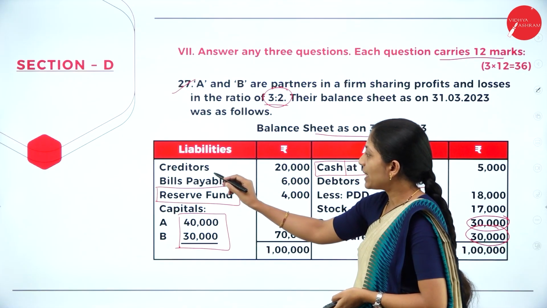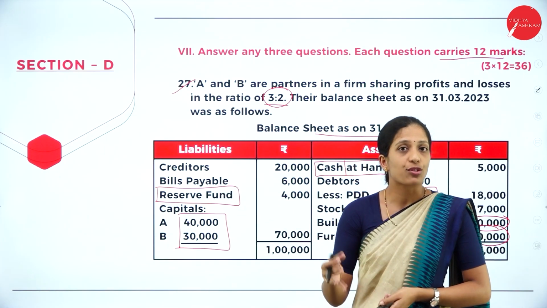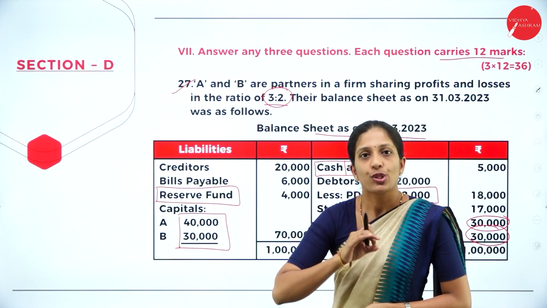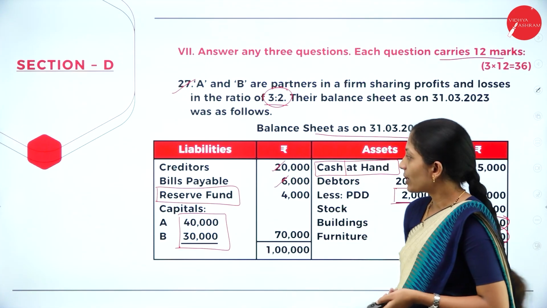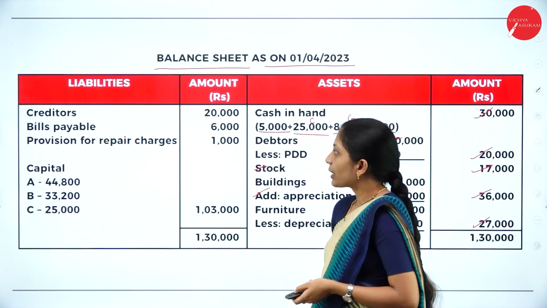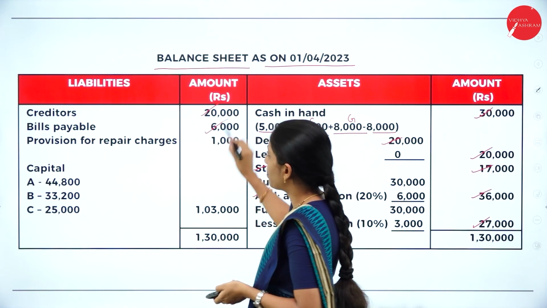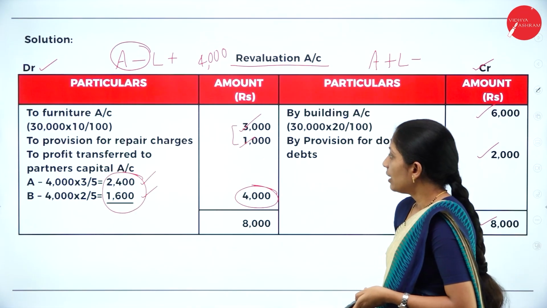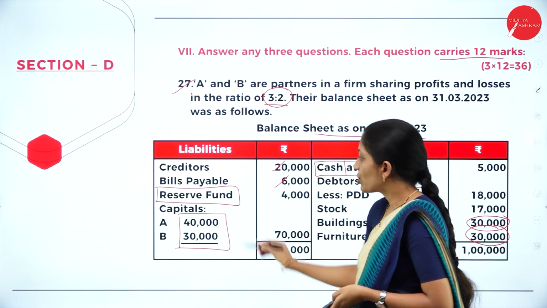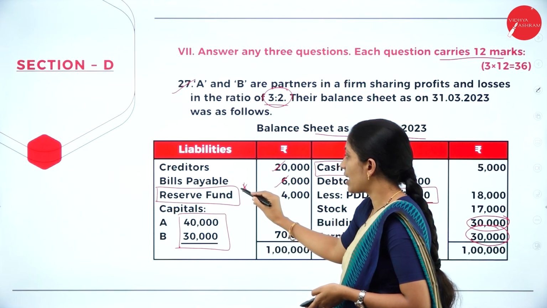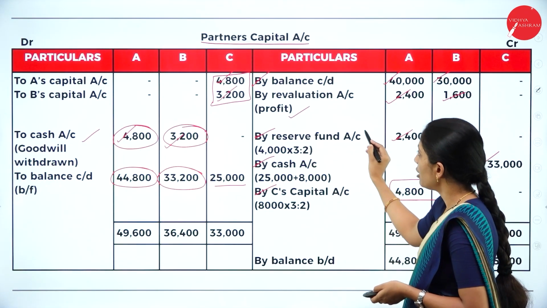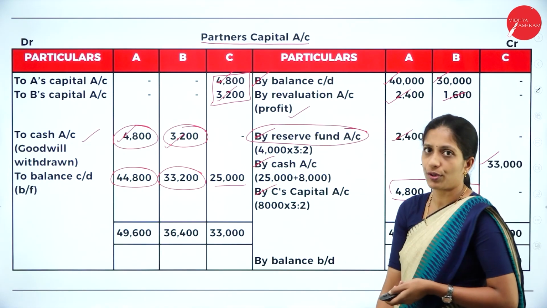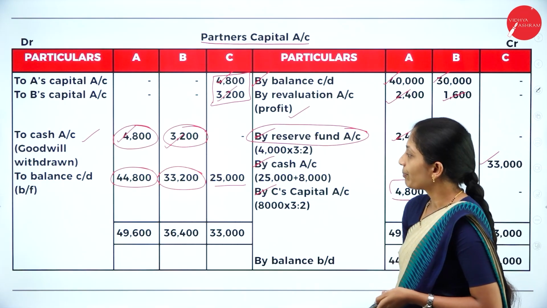Now if you see the liability, creditors and bills payable, there is no adjustment relating to that. So we will write directly how they have given in the old balance sheet. So let's see how we have written here. So creditors 20,000, bills payable 6,000. Next we have general reserve, which has already been transferred in your partner's capital account. So if you see your partner's capital account, already we have distributed. So no need to take that one.